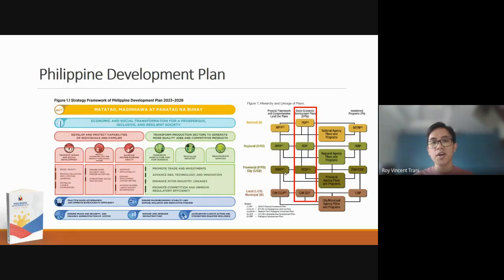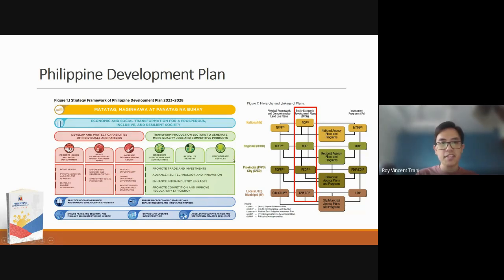Okay, and to contextualize this to a Philippine setting, currently the Philippines has adopted the 2023 to 2028 Philippine Development Plan under the Marcos administration. So we talked about this earlier. We're supposed to have 8 themes under several sub-themes. I'm not sure, I still need to review the document.